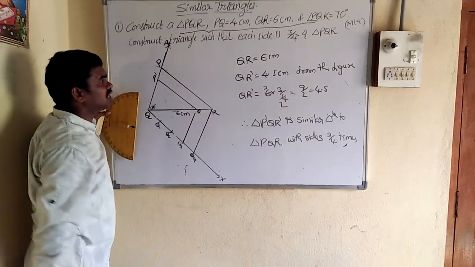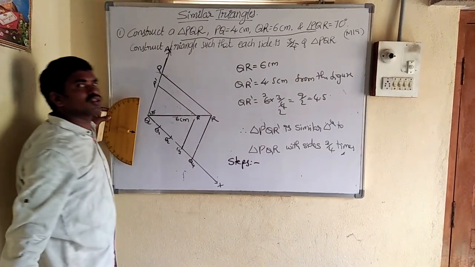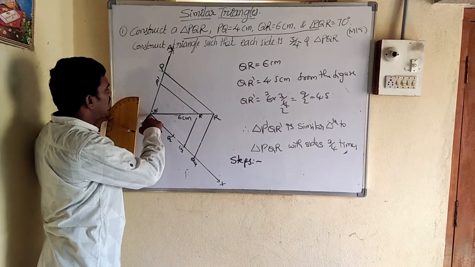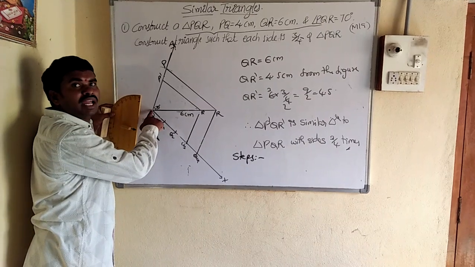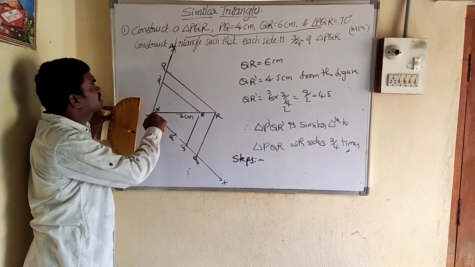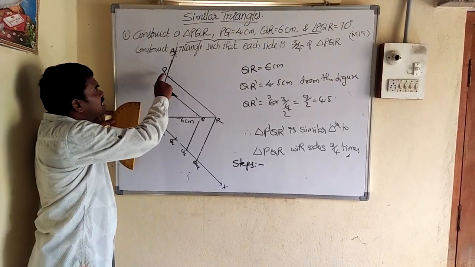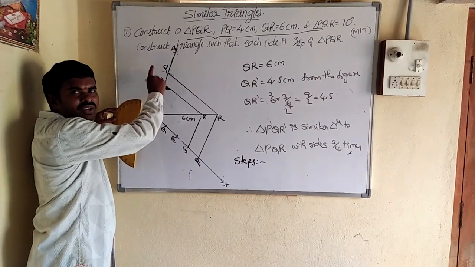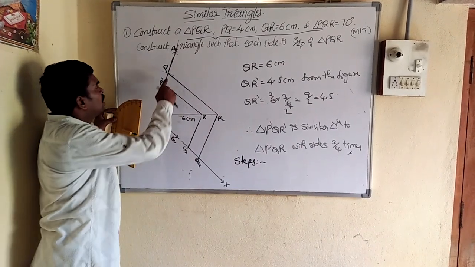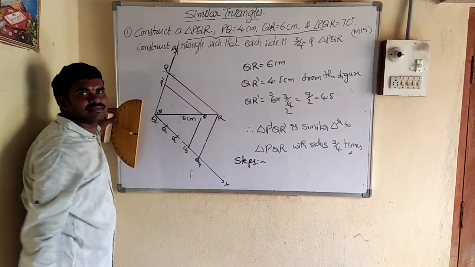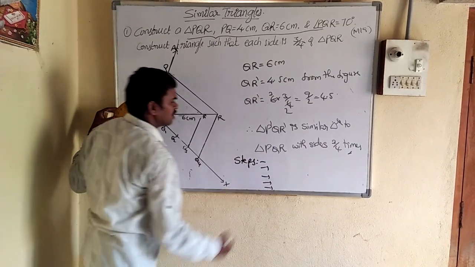We also have to write the construction steps. What I told are the steps. In the first step, draw a line segment QR equal to 6 centimeters. Next, at Q, make an angle of 70 degrees. Then on ray QA, take a 4 centimeter arc. That intersecting point is P. Next, join PR. Next, triangle PQR is constructed. Step by step, I am saying, you can make the notes.